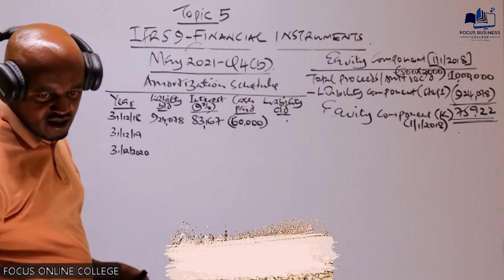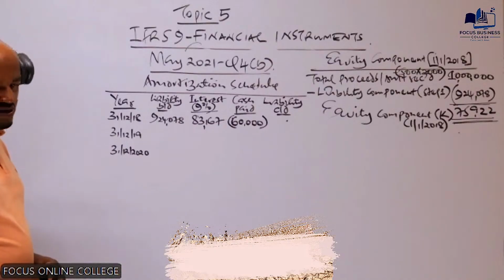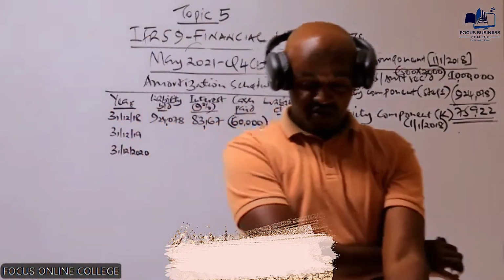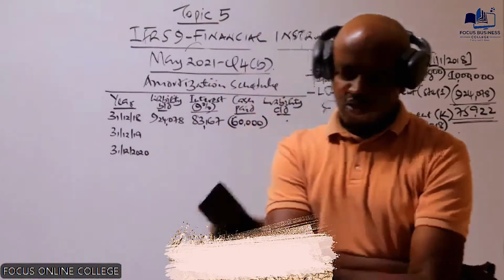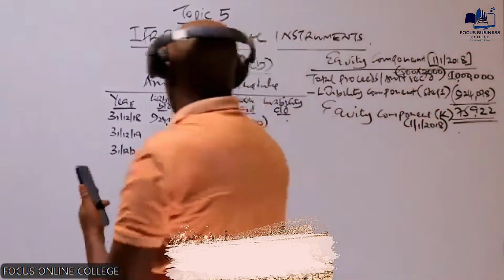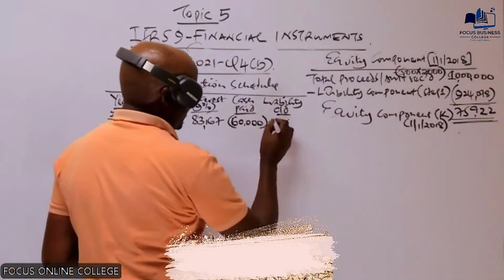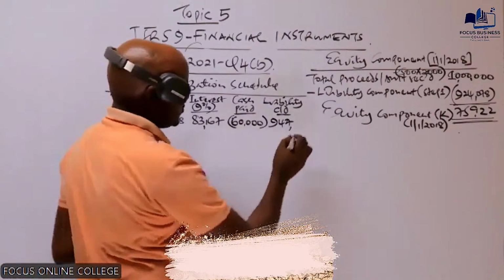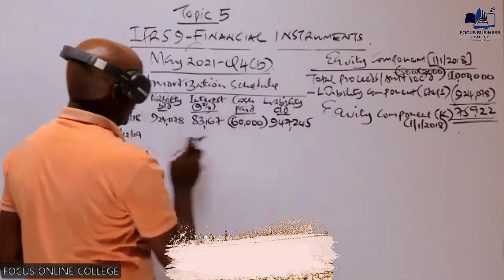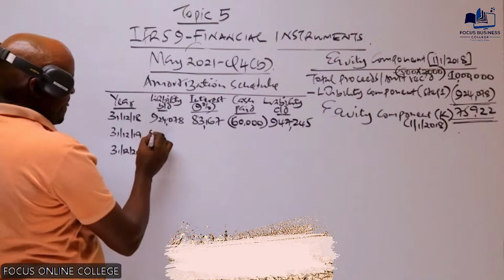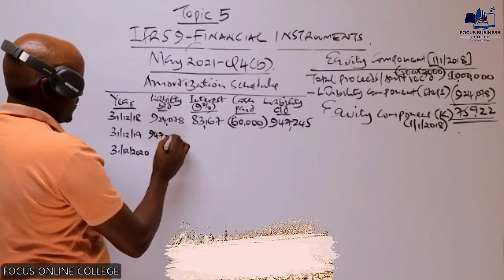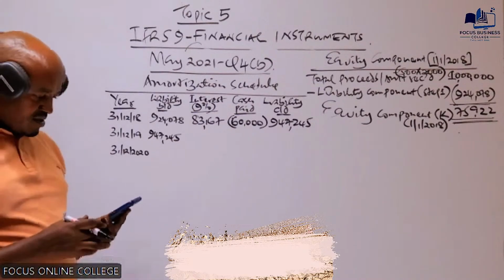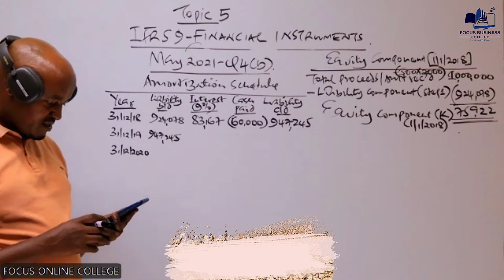Yes, what are you getting? Gordon, it cannot be 231. It can't be 231. That one automatically is wrong. It should be around 900 and something. 940, 947, 245. So that will be the opening balance in the following year. 947, 245. And then we compute interest here as 9%.